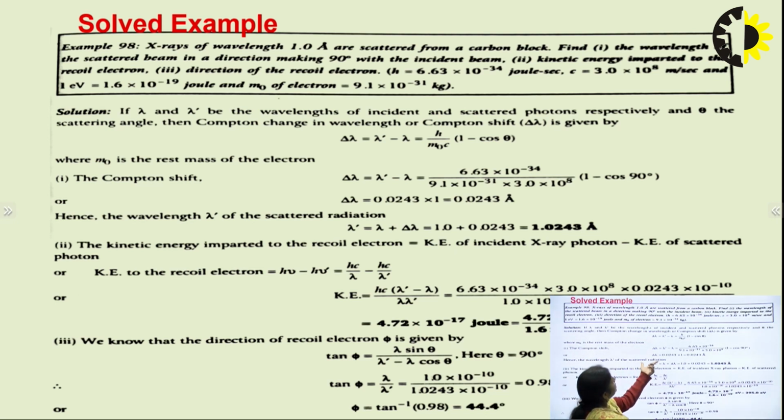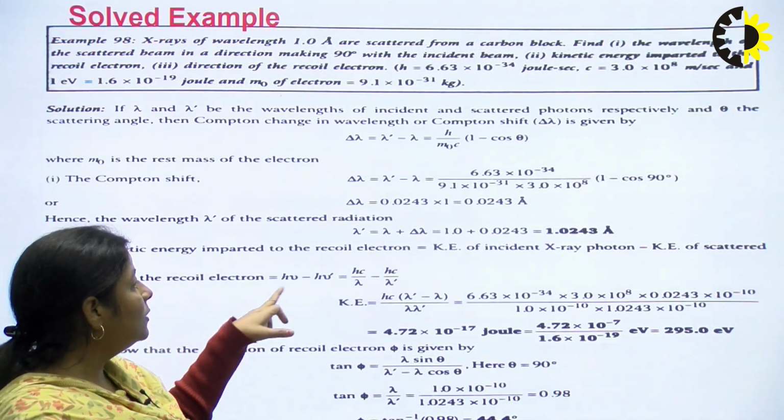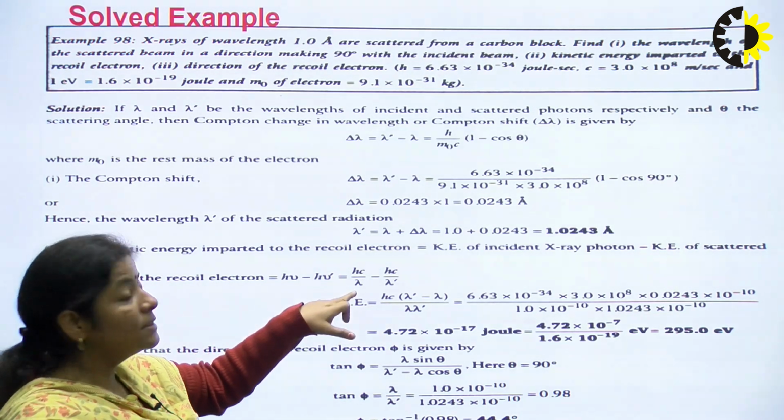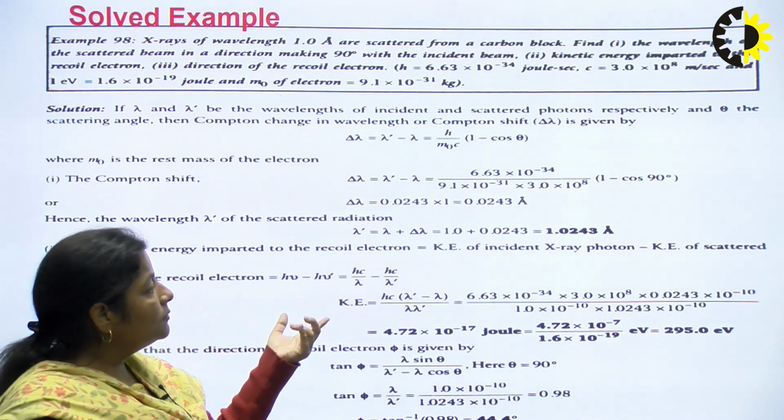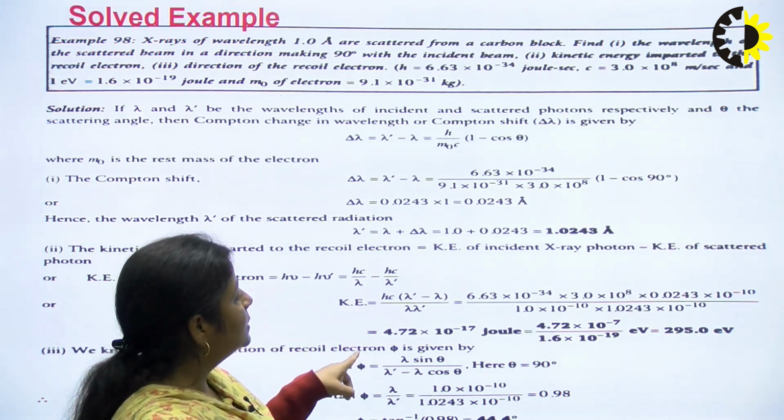And from that expression, we will find lambda dash, because the value of lambda is given as 1. So lambda dash is calculated like this, 1.0243 angstrom. Then in the next part, we have to calculate the kinetic energy imparted to the electron. The kinetic energy which the electron gets is equal to the difference between the energy of the incident photon and the energy of the scattered photon, that is h nu minus h nu dash. The results are given in terms of wavelength, so we write this as hc by lambda minus hc by lambda dash. We substitute for h, c, lambda and lambda dash, and the kinetic energy becomes like this.